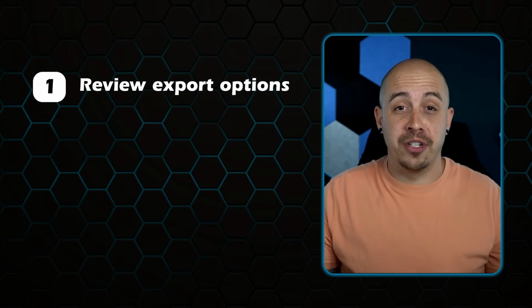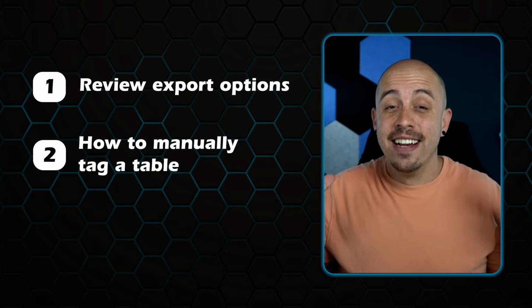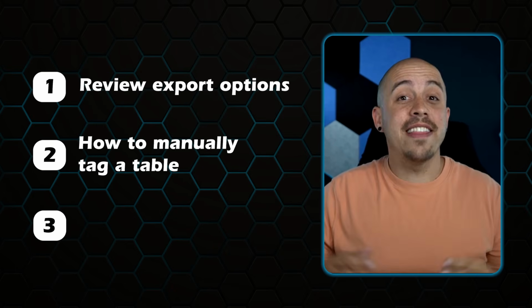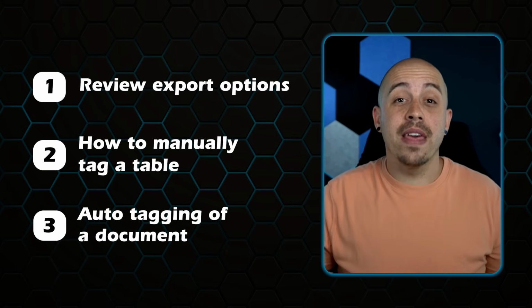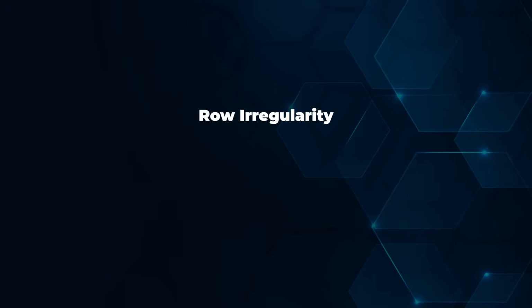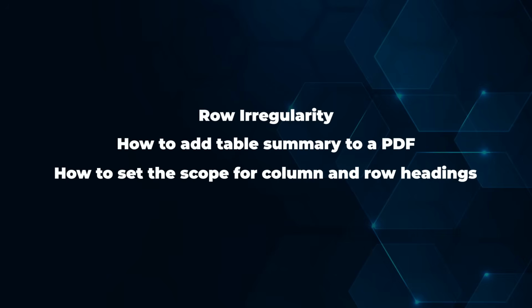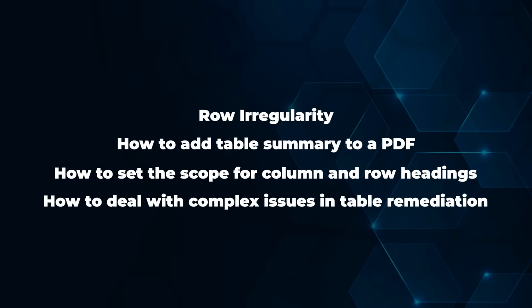First, we'll simply review those specific export options. Then we will look at how to manually tag a table. Then we'll look at the auto tagging of a document within Adobe Acrobat. Finally, we're going to look at how to solve some complex issues when it comes to table accessibility, like row irregularity, how to add a table summary to a PDF, how to set the scope for our column and row headings, and how to deal with a variety of complex issues when it comes to table remediation.